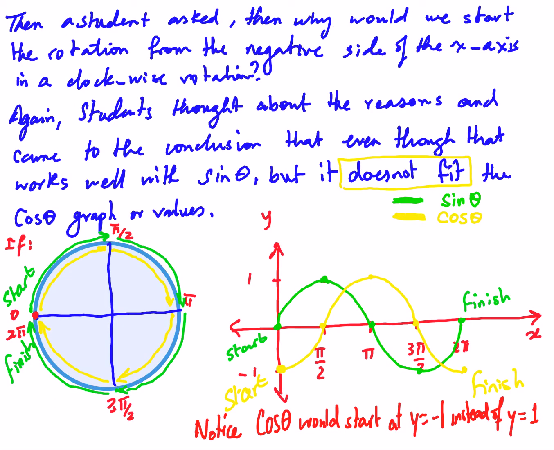Then a student asked, well, why wouldn't we start the rotation from the negative side of the x-axis in a clockwise rotation? Again, students thought about the reasons and came to the conclusion that even though that works well with sine theta, it does not fit the cosine graph or values.